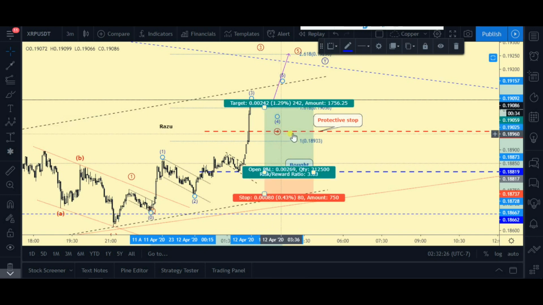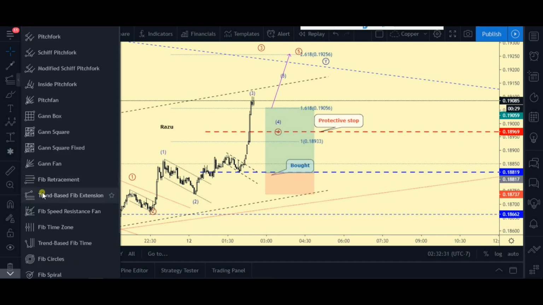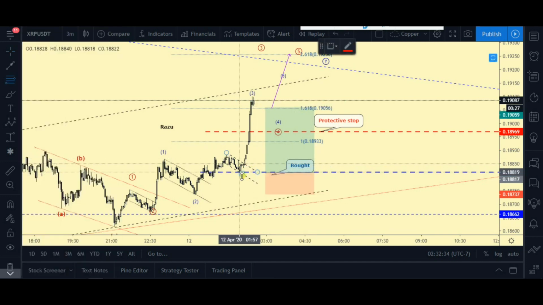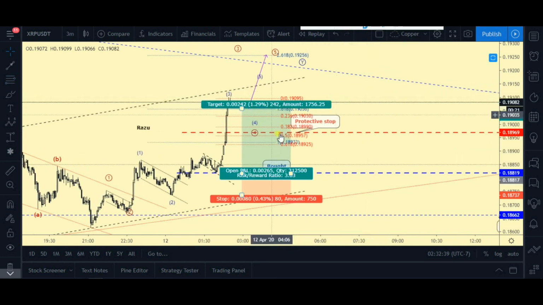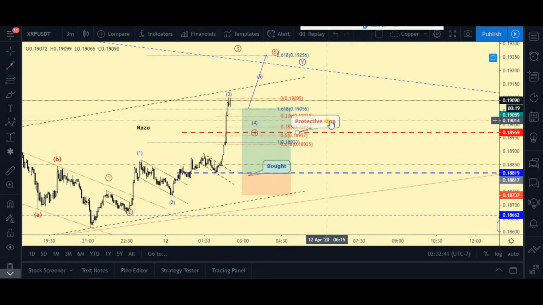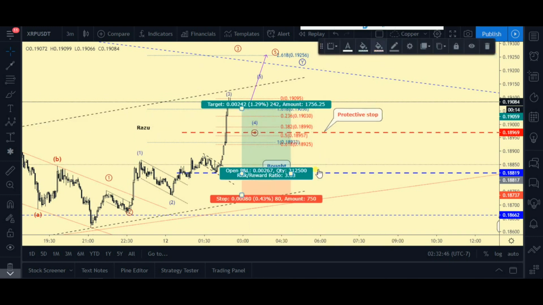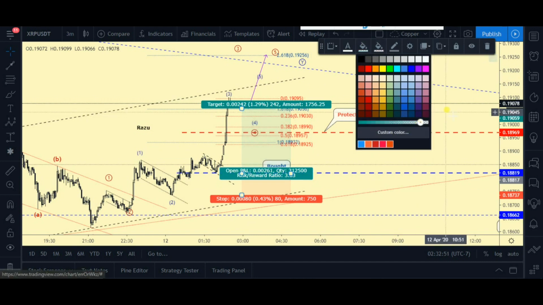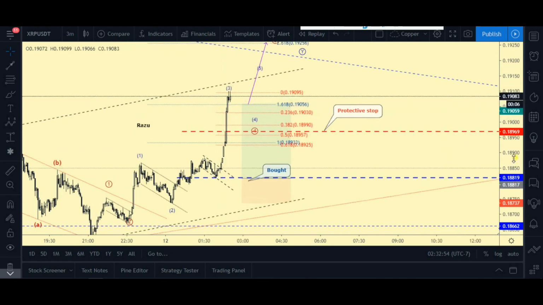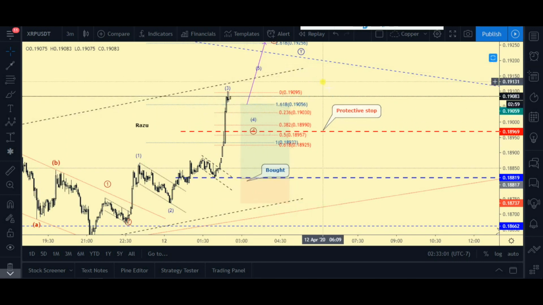So the protective stop is right now, currently I put it here. So if this is the third of the third wave, then I would expect this to end around this area. So expect it to end around this 23.6 and 38.2, this zone, and then continue up.